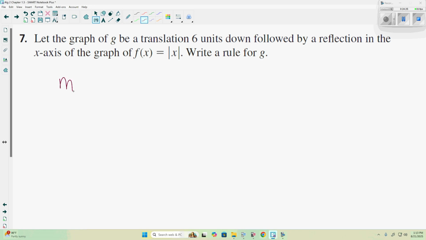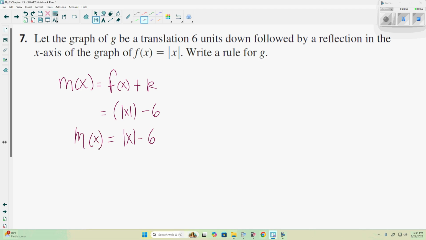I'm going to say m of x is equal to f of x plus k. So our k value in this case is 6. Positive or negative? Negative, because we're going down. And f of x we can just say is absolute value of x, yes? Really, we just subtracted 6. That takes care of the first transformation, yes?